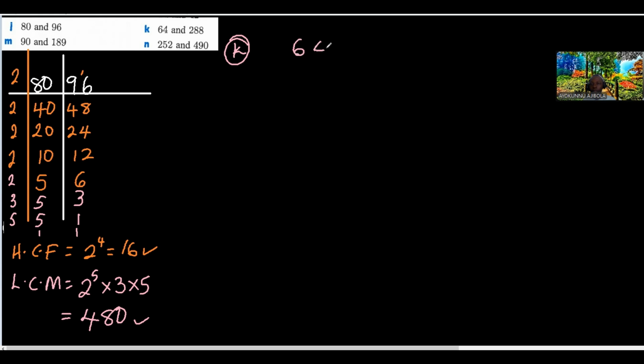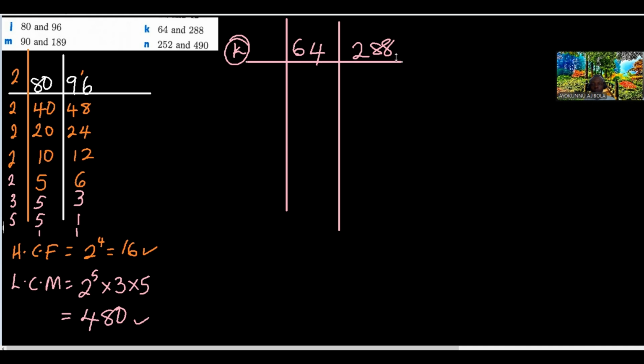Then we look at the next one, which is option K. We have 64 and 288. To find the HCF and the LCM again, we're going to rule out our division line. So we have to divide, say, 2 can go. 2 here is 32, 2 here is 144.